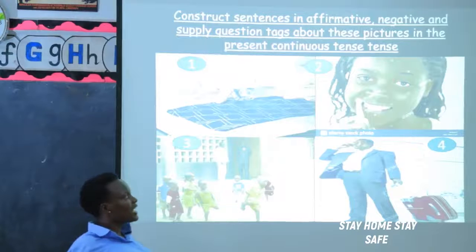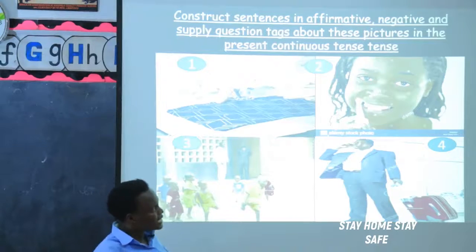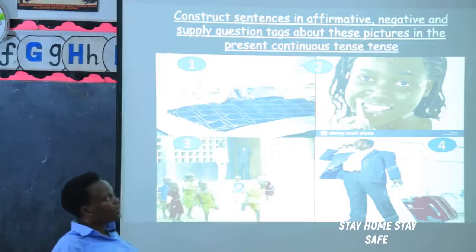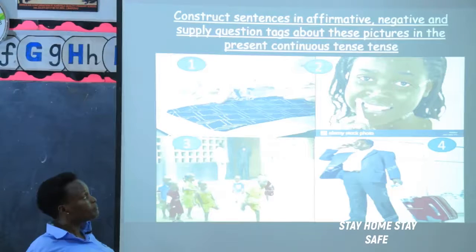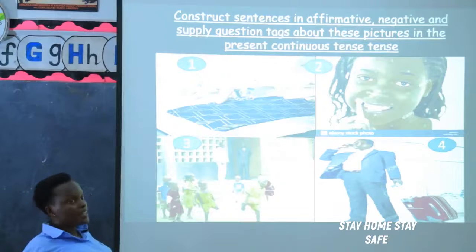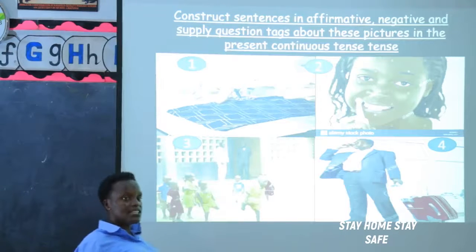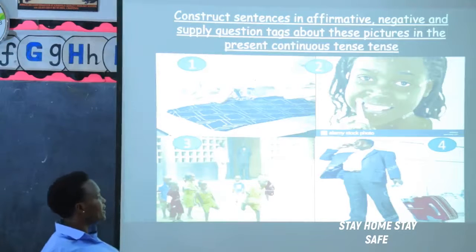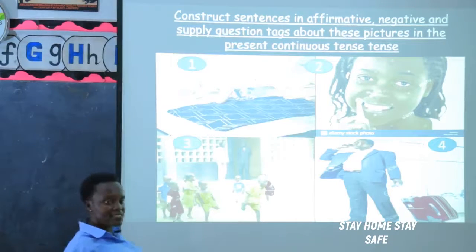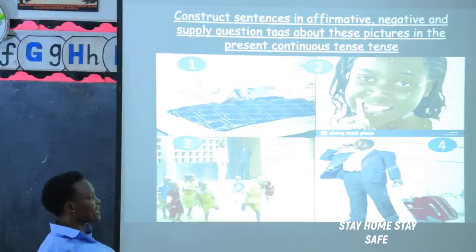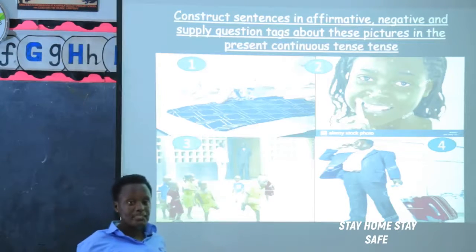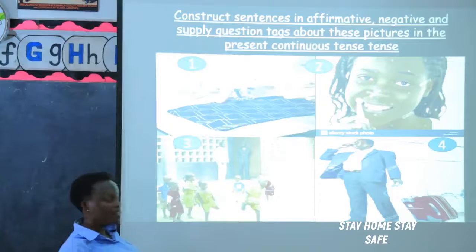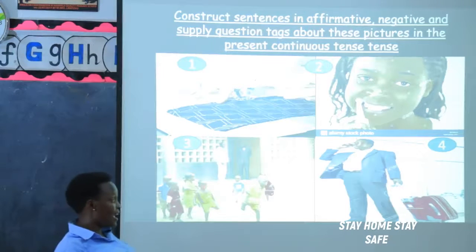She is brushing her teeth, isn't she? Then, a question tag for the negative: she is not brushing her teeth, is she? Then here, they are hoping, aren't they? That is affirmative. Then negative statement, they are not hoping, are they?